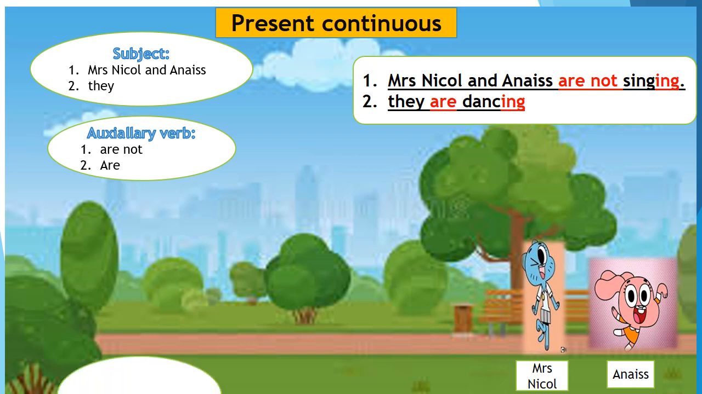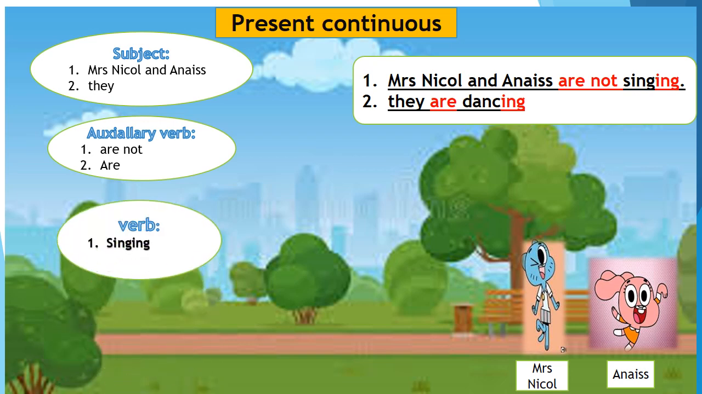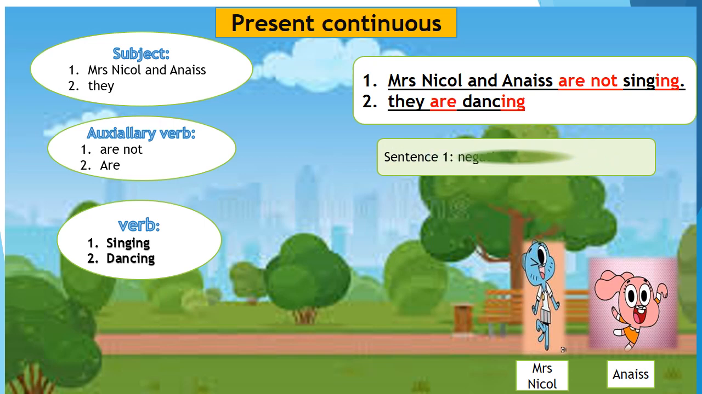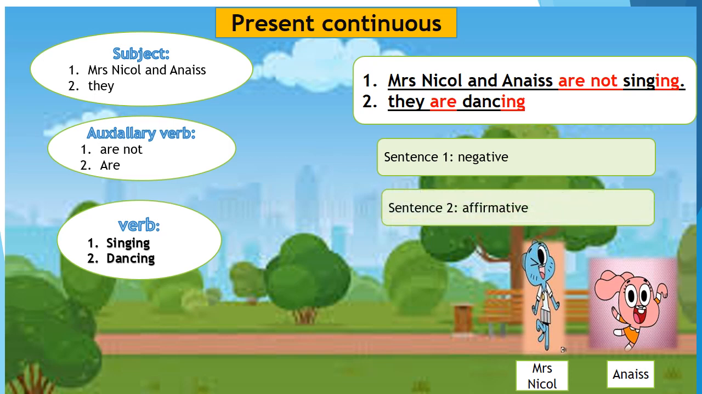Now where are the verbs? Number 1, singing and dancing. Good. So what is the difference between sentence number 1 and sentence number 2? The difference is that number 1 is negative, are not singing, and number 2 it is affirmative.